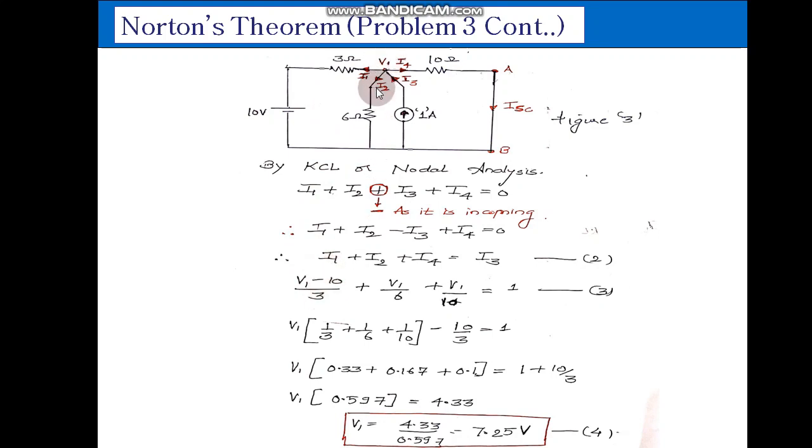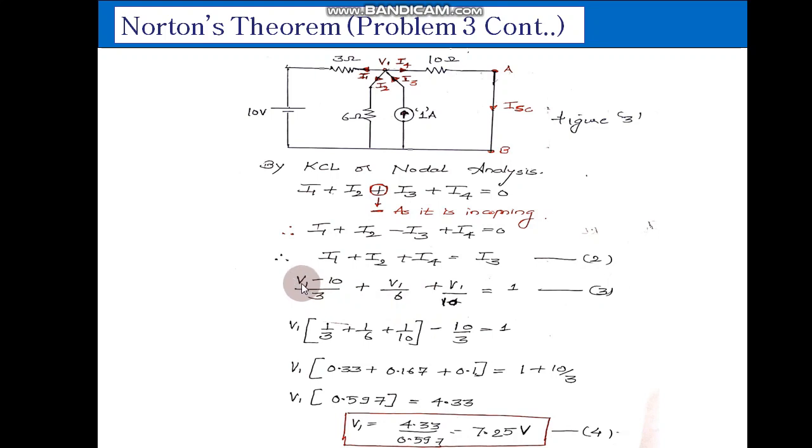What is I2? There is no voltage source available here, so this is to be considered as ground. Ground means zero potential. So V1 minus 0 divided by 6, or simply V1 by 6. See here, I2 is V1 by 6. Then the next one is I4. Again I4 is the same. There is no voltage source in this path. So V1 minus nothing, so it is V1 itself divided by the resistance in this path, which is 10. So V1 by 10 is equal to the incoming current I3, and we know that I3 is 1 ampere.